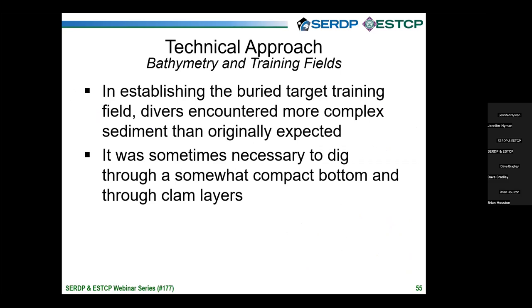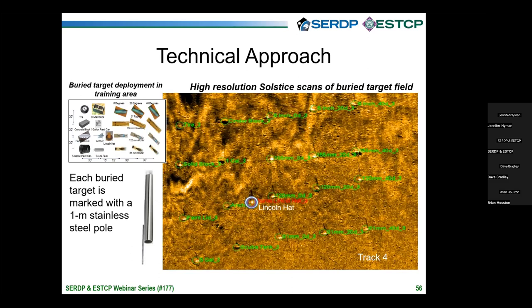So in establishing the buried target training field, one of the things that we discovered was that the divers encountered more complex sediment than originally expected. And this is consistent with the penetrometer data that we took. Even in these environments that were supposed to be mud, there's a few inches of mud on the surface. What we found is that once you got through the 2 or 3 inches of that soft sediment, there was a very hard, difficult, complex environment. And it was sometimes necessary to dig through a somewhat compact bottom and clam layers in order to get things properly buried. So we set these fields up.